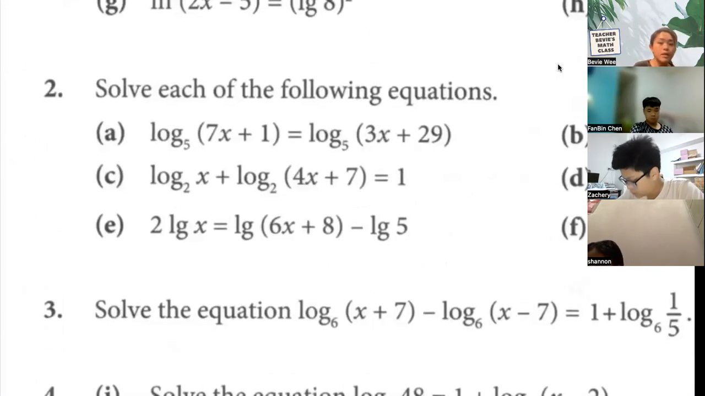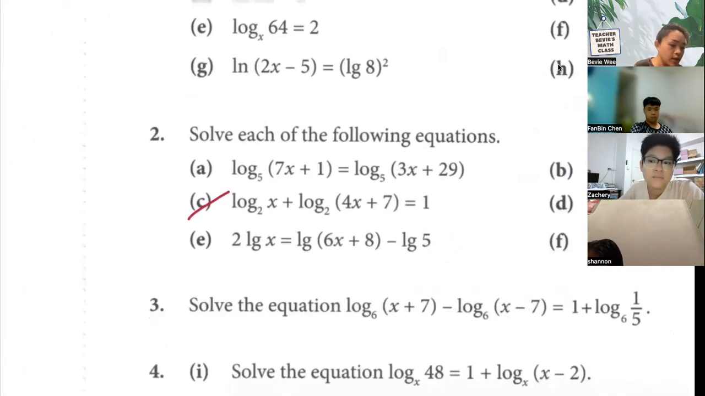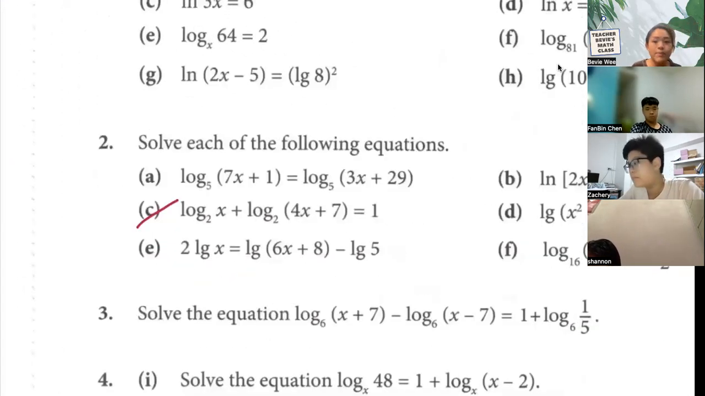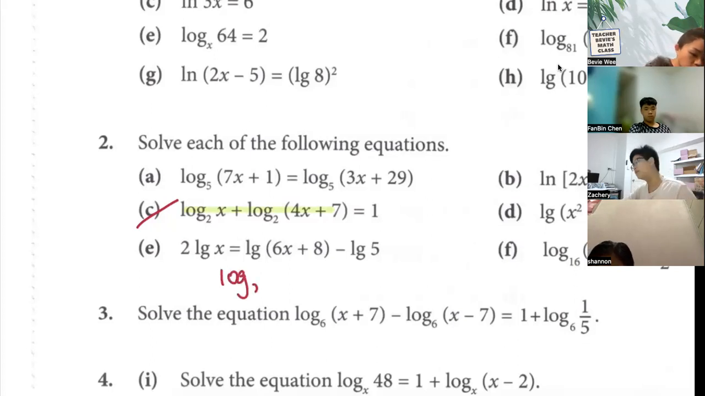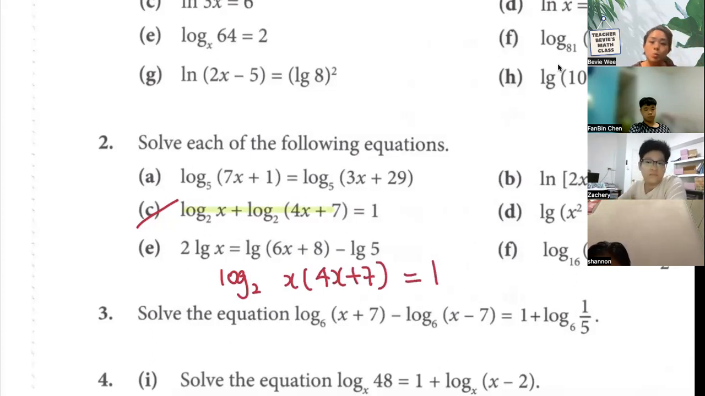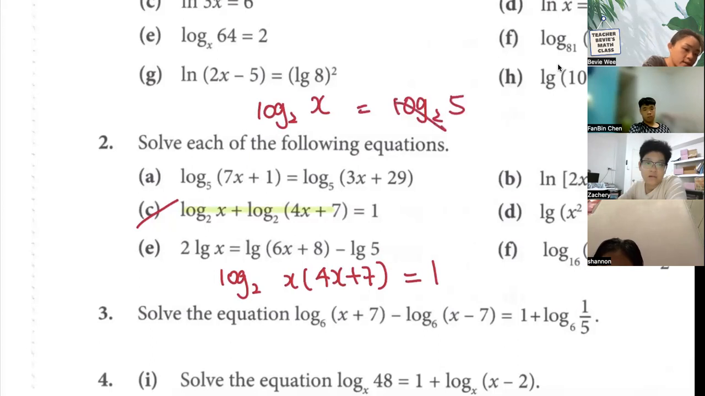Okay, let's start off with something easy. Let's take a look at 2C. Log 2 of x plus log 2 of 4x plus 7. How can I combine these two together? Log 2 of x times 4x plus 7. Very good. This is a product law. So when I want to solve it, I must make sure it's something like this: log 2 of x equals log 2 of 5. Then I can say x equals 5.